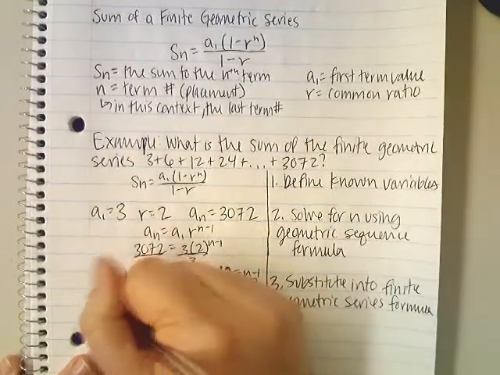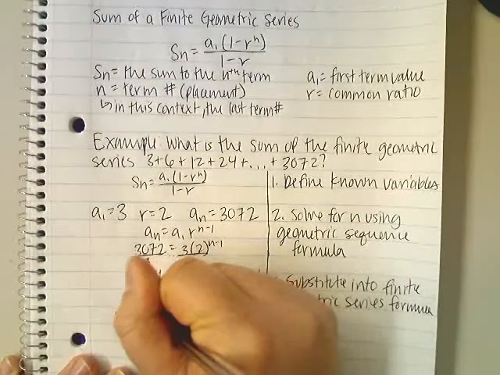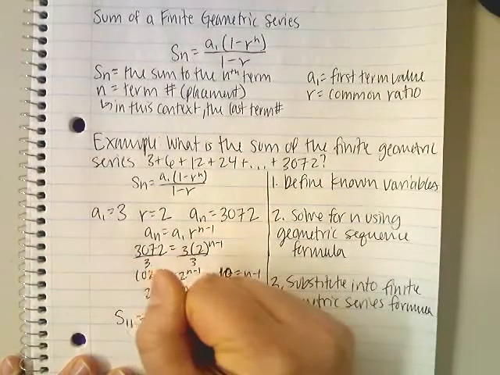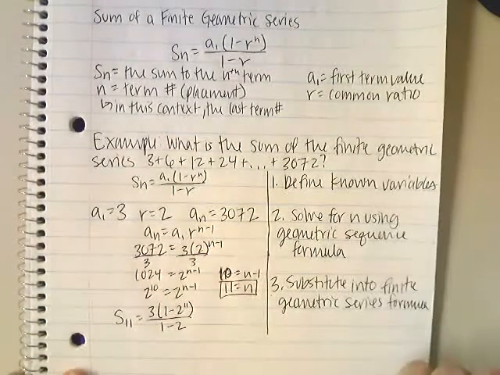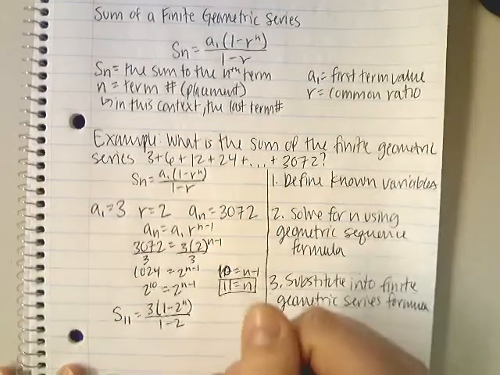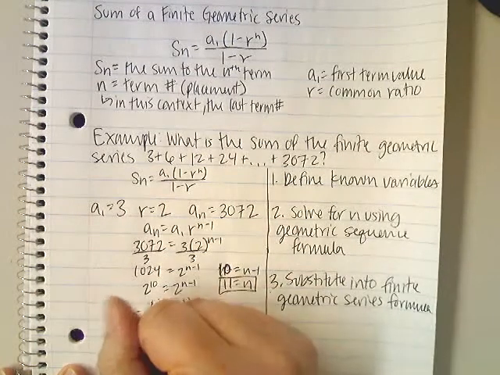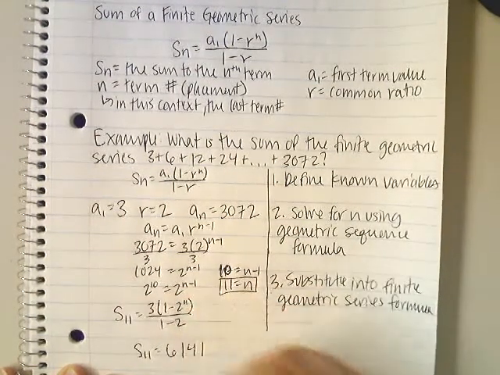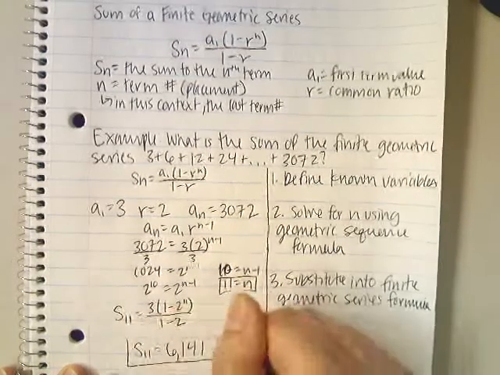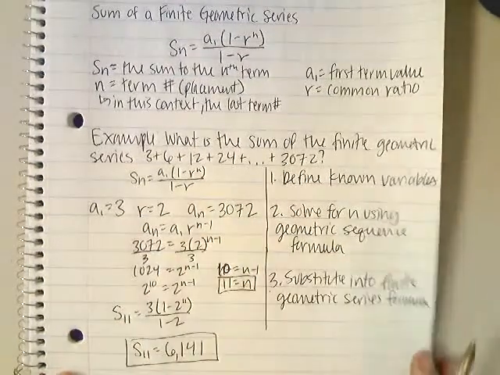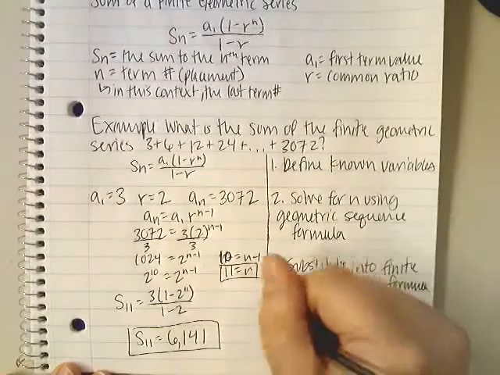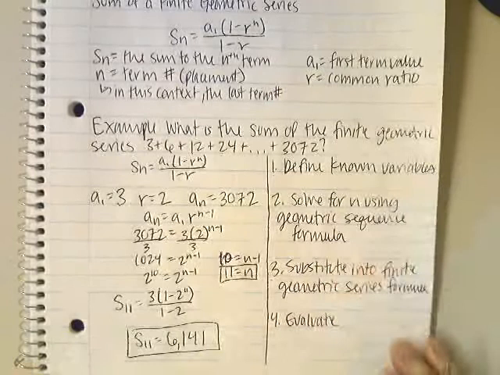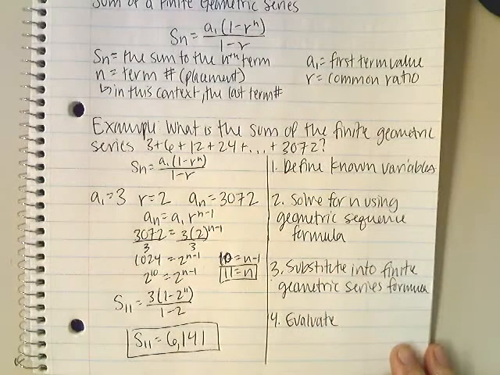And then evaluate. So I say S11 is equal to 3 times (1 minus 2 to the 11) over (1 minus 2). When I plug that into my calculator and evaluate it out, I get S11 is equal to 6,141. So that would be my sum of the first 11 terms of this series. My last step that I did was evaluate or calculate out. All right, make sure you write down any questions on that example.